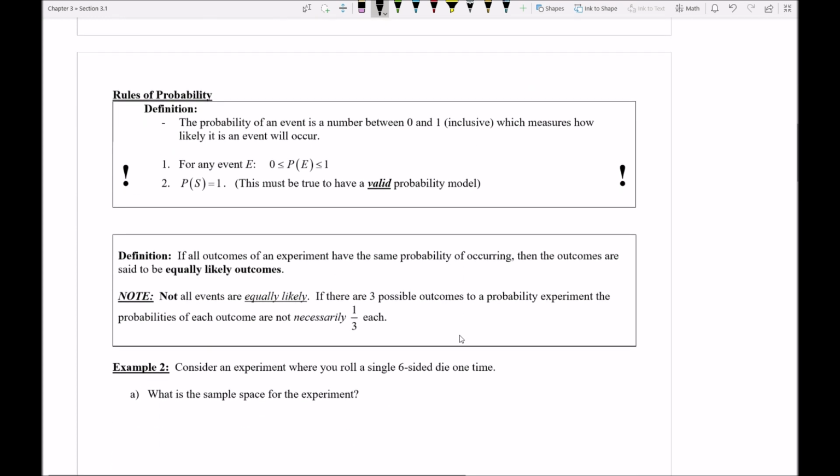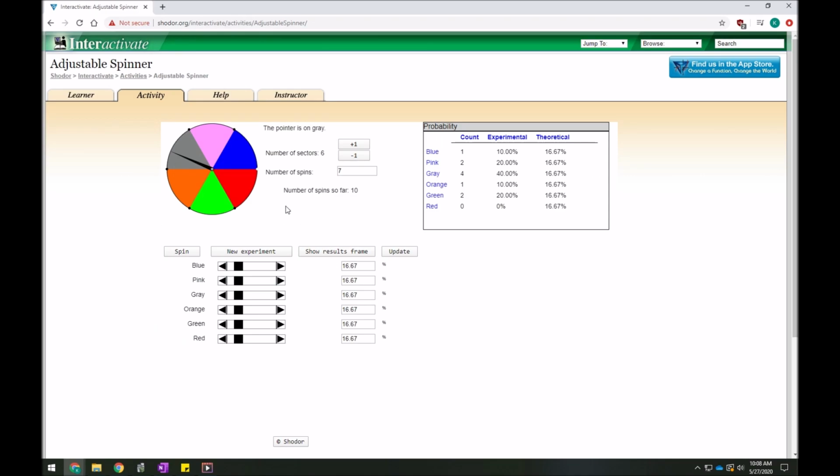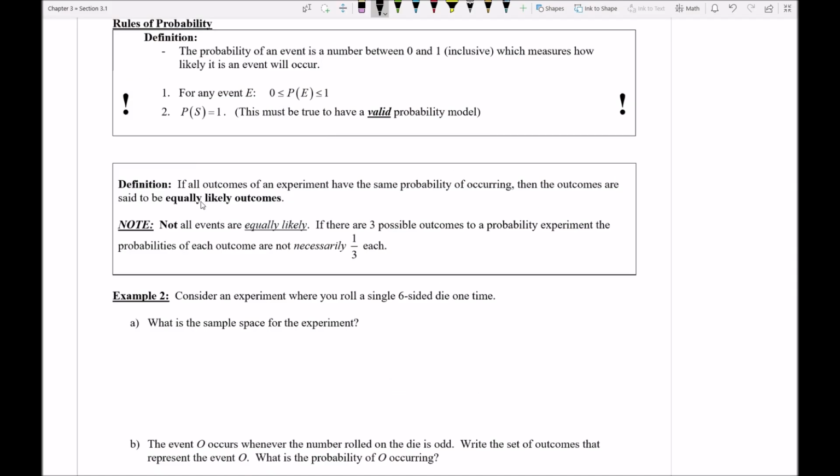Now, one other thing to keep in mind here is that if all outcomes of an experiment have the same probability of occurring, then the outcomes are said to be equally likely outcomes. If we go back and take a look at the spinner, we can see that my different sections of the circle are all the same size. So there's the same chance of landing on gray as there is of landing on blue. These would be called equally likely outcomes. However, it's not always the case that things are equally likely.